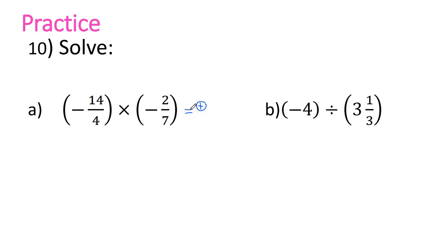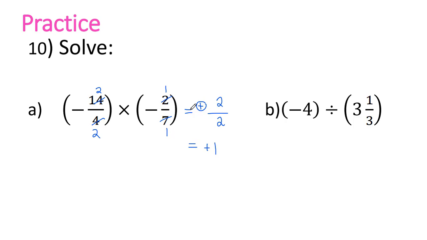So we have 14 and 7, so we can divide by 7. And we have 2 and 4, so we can divide by 2. 2 times 1 is 2, and 2 times 1 is 2. So negative times negative is a positive, and 2 over 2 is equal to 1. So our answer here is a positive 1.